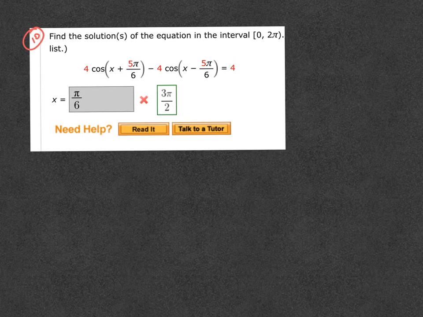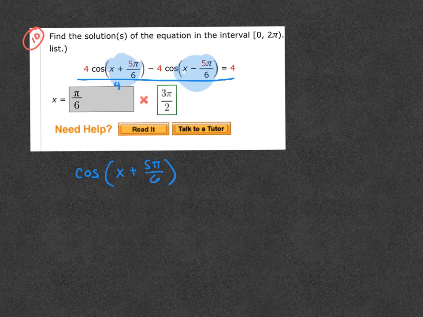Okay, this is 10. It said find the solution of the equation on the interval 0 to 2 pi. So this is an equation, so we're solving. This is like the 5.3 section, but it's involving two sums, one with cosine and then the difference with cosine. If I expand this out, first of all, you could have divided everything by 4, and you could have gotten rid of it, and it would have been cosine of x plus 5 pi over 6 minus cosine x minus 5 pi over 6 equals 1. You could have distributed the 4 in after you expanded it, but you also could get rid of it.